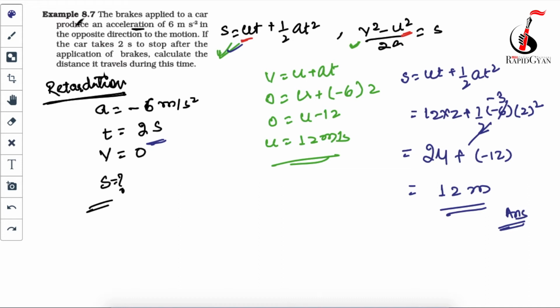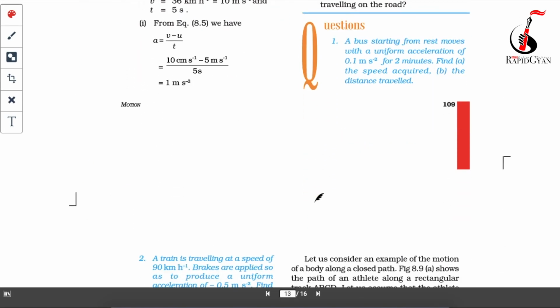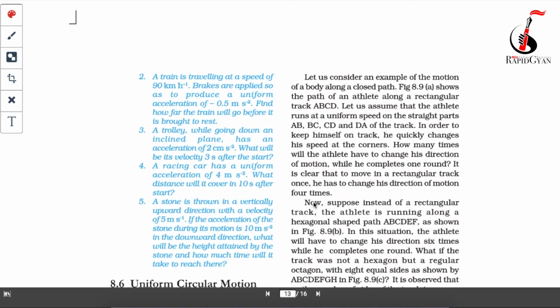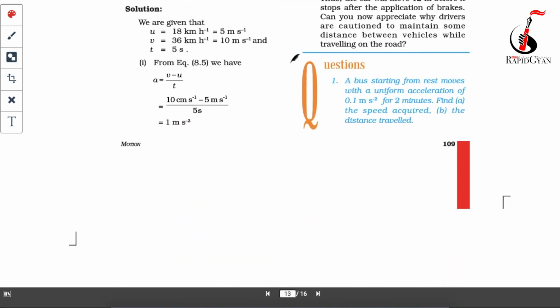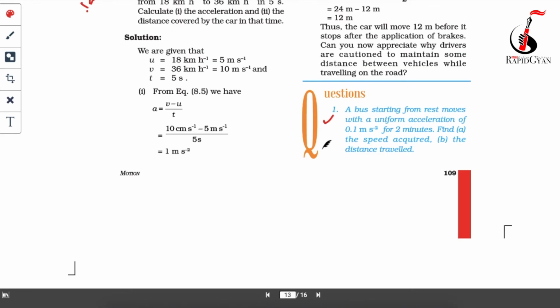So these are the three examples given in your book, and now there are a few questions. Here are around 5 questions, so let's start with those. Your first question says: a bus starting from rest moves with a uniform acceleration of 0.1 meter per second square for 2 minutes. Find speed and the distance traveled.